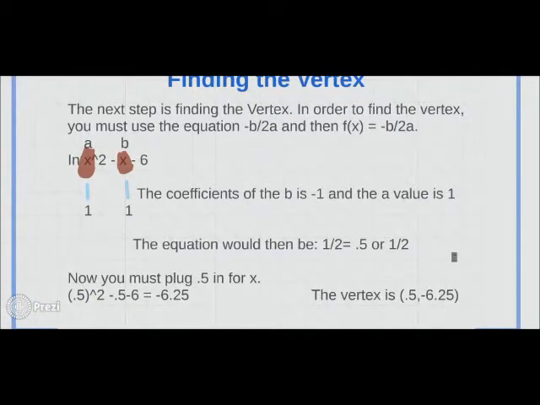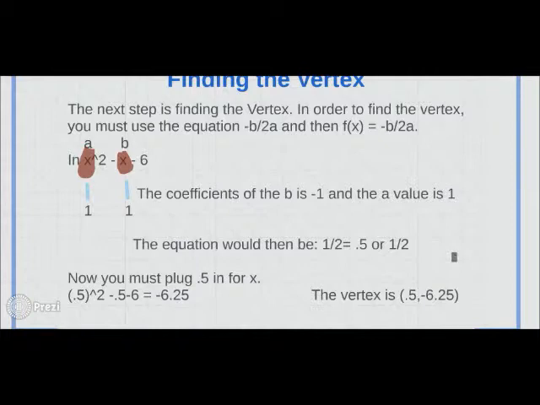Next, you must find the vertex. In order to find the vertex, you must do two equations. Negative b over 2a helps you find the x-coordinate of the vertex, and f of x equals negative b over 2a helps you find the y-coordinate for the vertex.